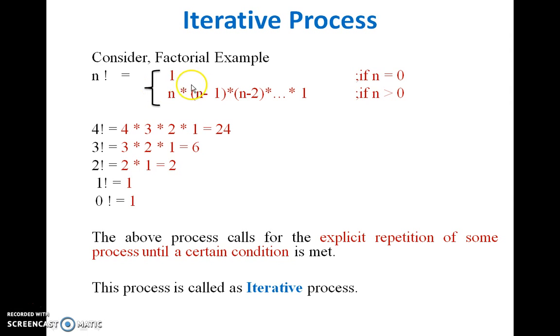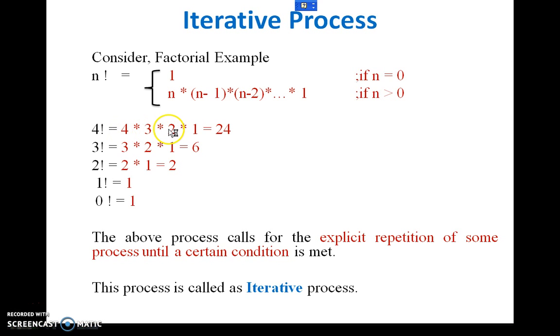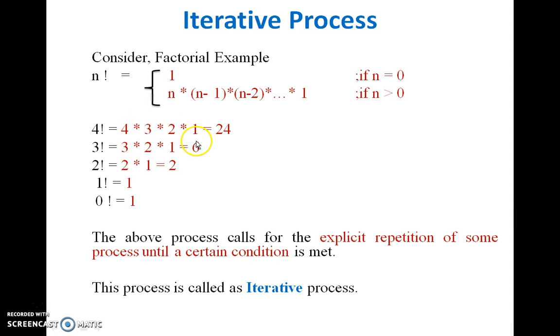N factorial. If n's value is equal to 0, n factorial results in 1. If n's value is greater than 0, n factorial is represented as n into n minus 1 into n minus 2 till 1. Here the example given is 4 factorial. 4 is multiplied with n minus 1, that is 3, multiplied by 2, multiplied by 1. So it is repeatedly multiplied till the value becomes 1, and the result that is stored is 24.